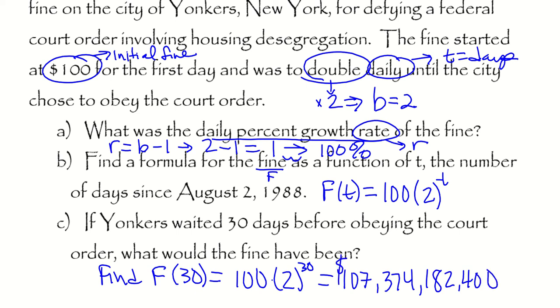So what is that? Over $107 billion, right? That would be the fine if they didn't comply with this order for the first month. That's the power of an exponential function.